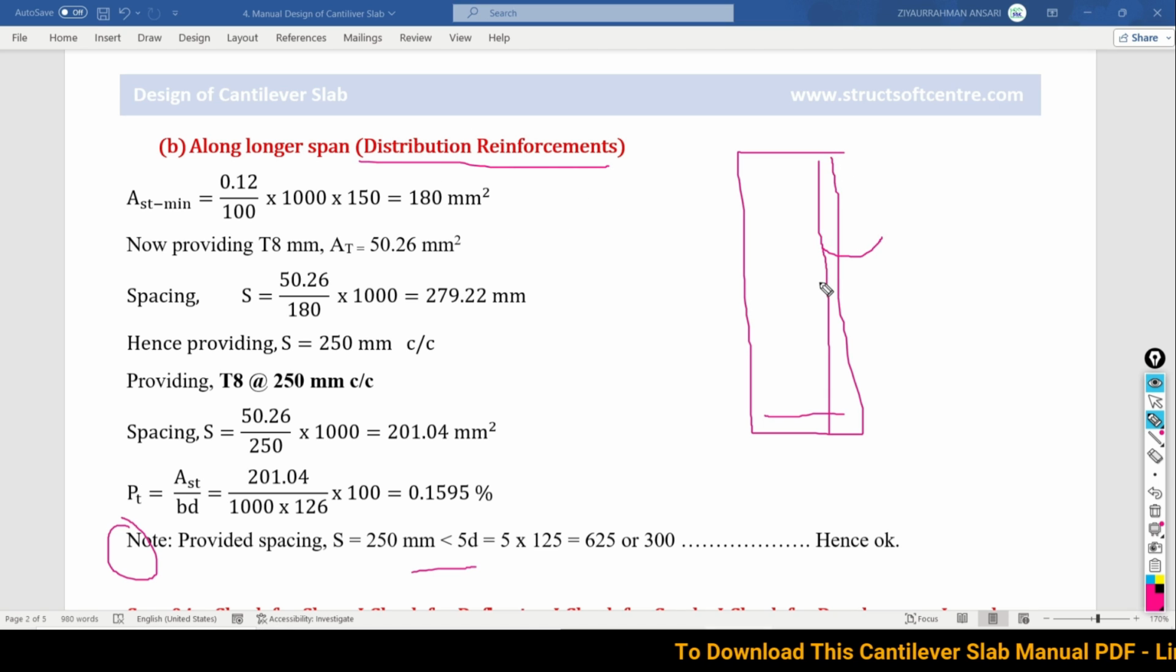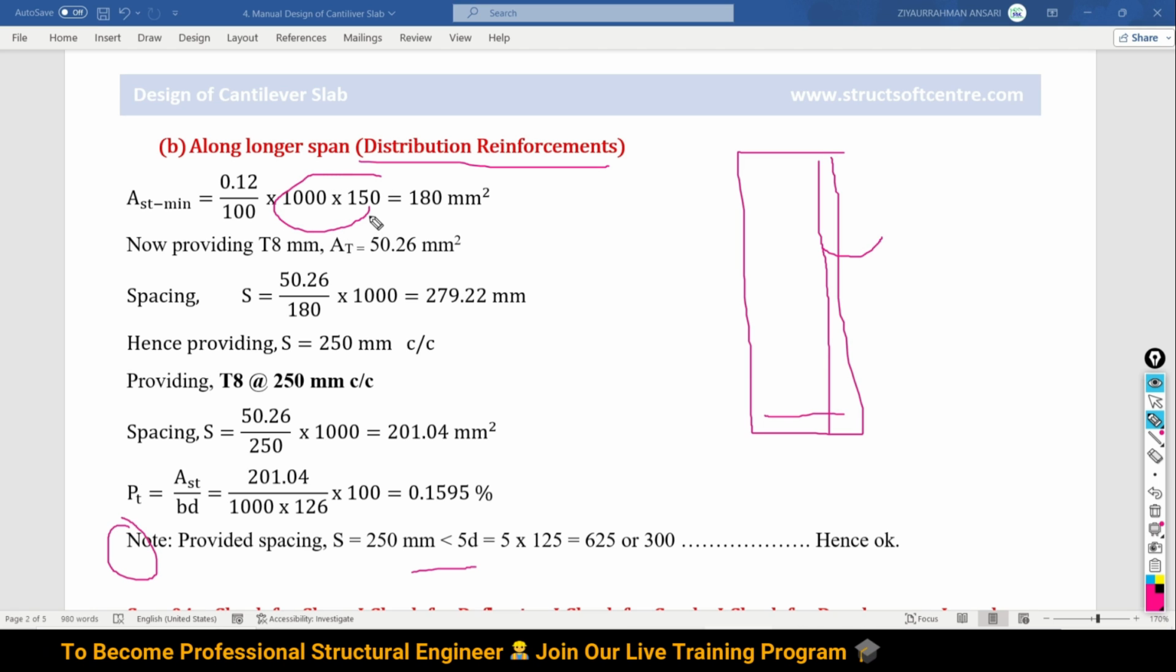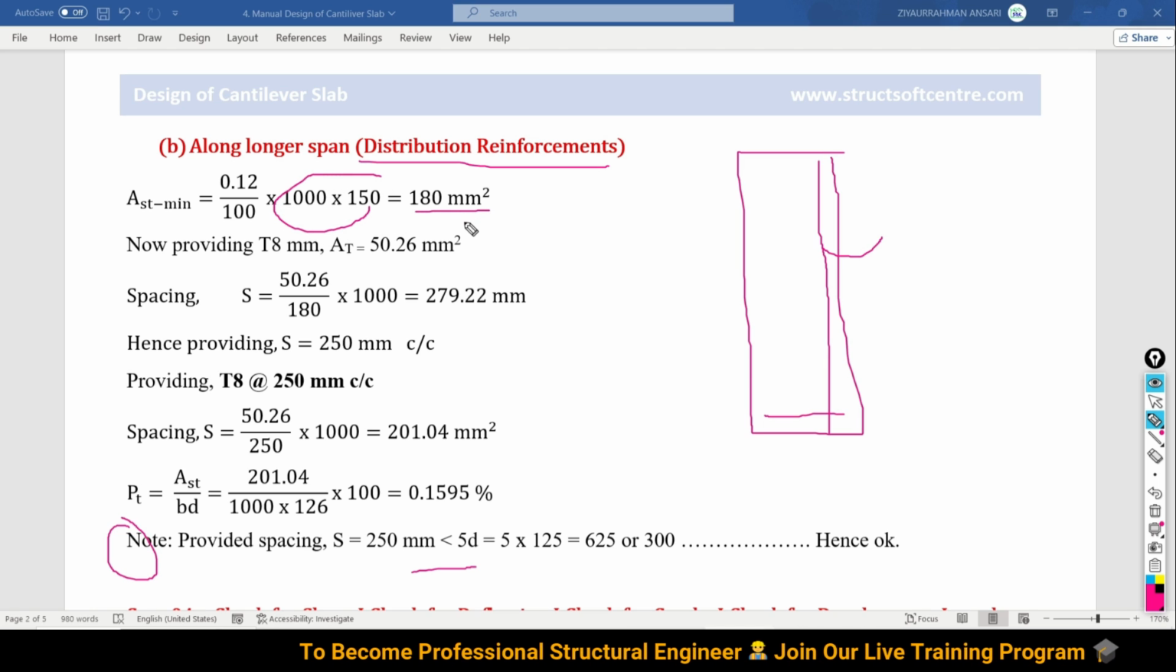So for the distribution reinforcement along the longer span, there is no need to do the calculation for the moment. Directly we are going to provide the minimum reinforcement. And what is the minimum reinforcement? 0.12 divided by 100 multiplied by overall section size 1000 multiplied by 150. So 180 mm² area of reinforcement is required as minimum.